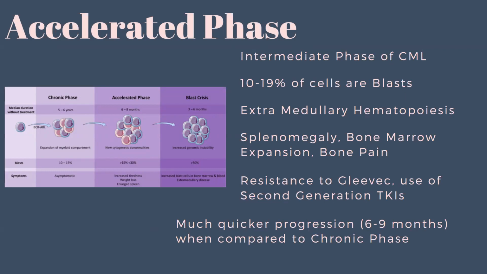And this is why the industry was forced to take an approach of the development of a second generation of tyrosine kinase inhibitors. We haven't just yet mentioned treatment in this review, and we will get to it in a second, but it's just important to know that starting in the accelerated phase, Gleevec stops working. And here, you're going to have a much quicker progression of the disease when compared to chronic phase.